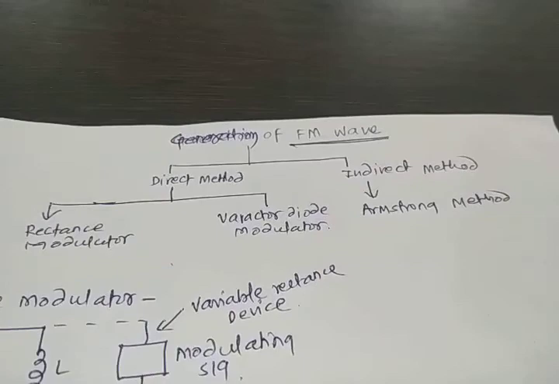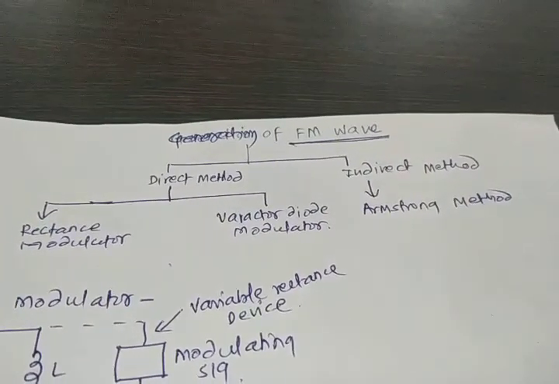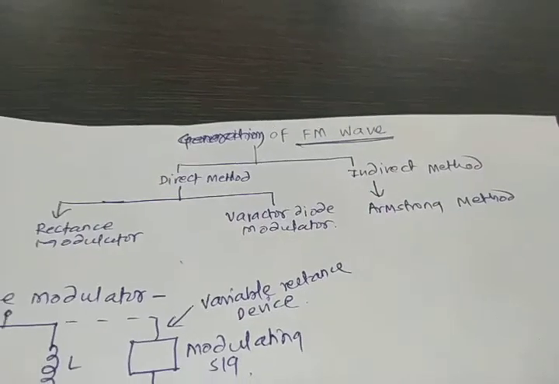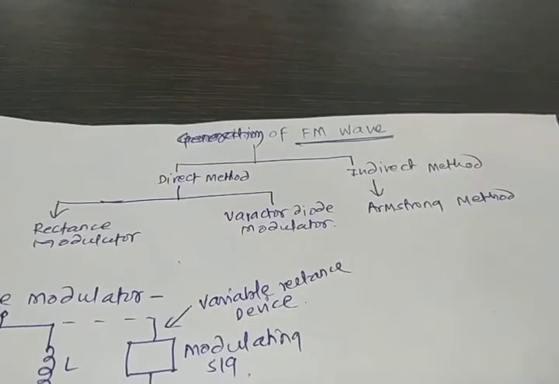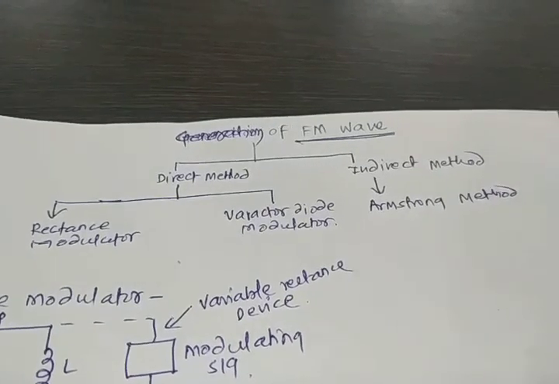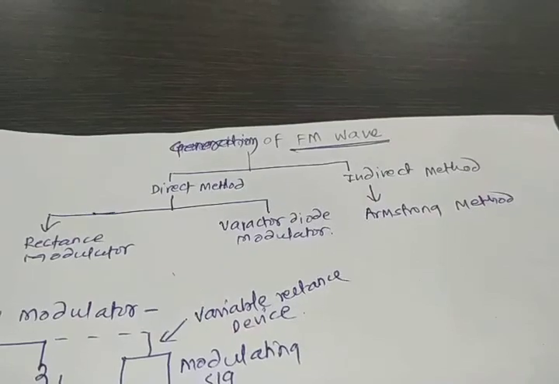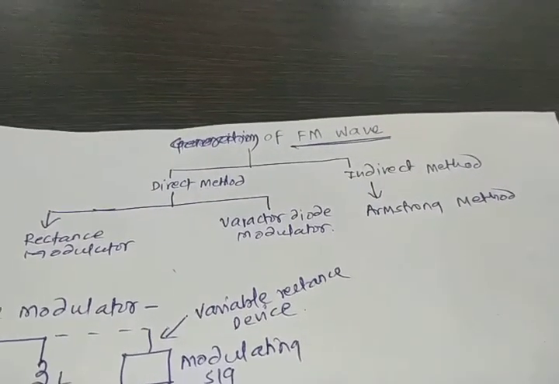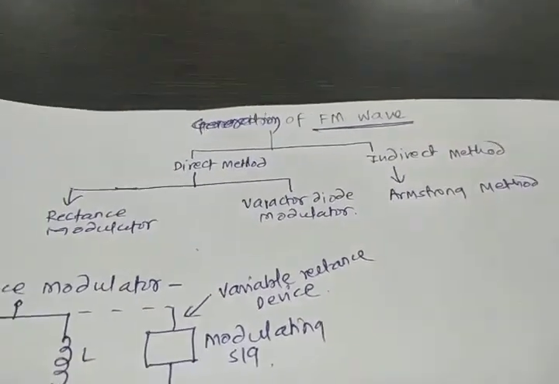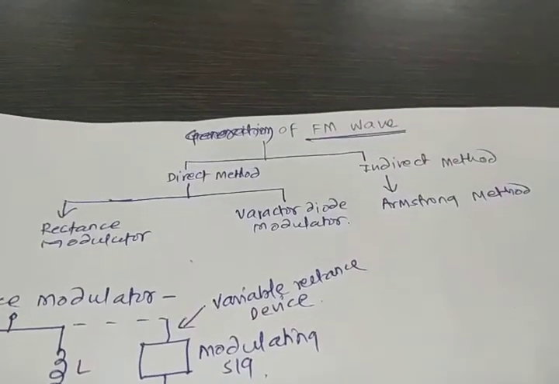Here we can observe how we can generate the frequency modulated signal. Just like the AM signal, we can also generate the FM signal. The first thing is the classification given here. You can observe on your screen how we can generate the frequency modulated signal. Basically, we can use two methods for generating the FM signal.